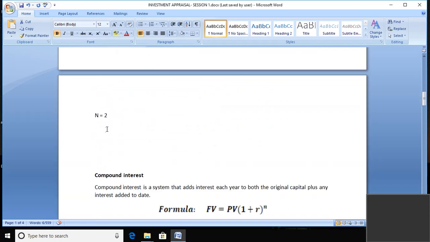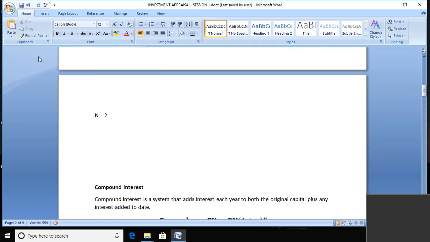So let's take this formula and substitute the variables that we are given. This is going to be equal to, what is the PV? 1,000 multiplied by 1 plus R, which is 0.1. Just check, that's 10%, multiplied by the size of N. We are told that N is 2 years.